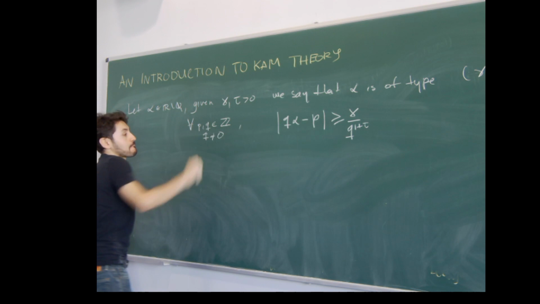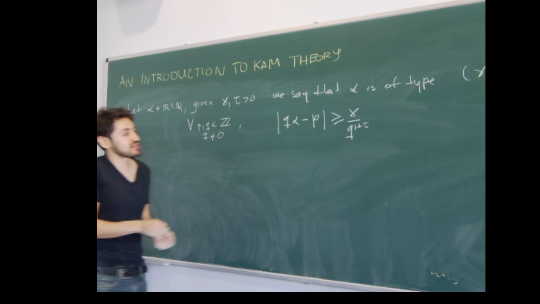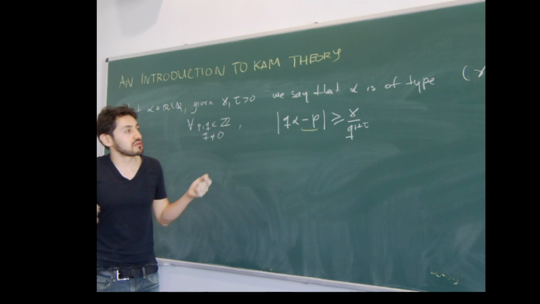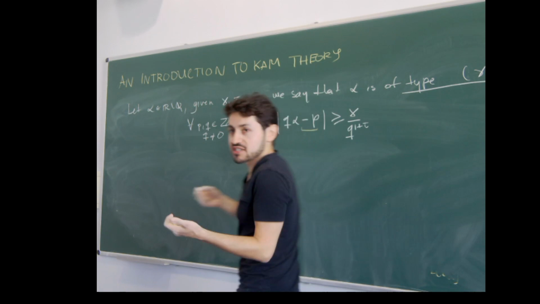So it's almost what I defined for Diophantine. The point here is that now I'm saying I'm not only different from zero, I'm far from integers. So let's say it's a stronger property than being Diophantine. Sometimes it's also referred to as being Diophantine, but since I already used the word Diophantine, this time I'm calling it type. But it's basically as being Diophantine. And this is the property that will work out for us.